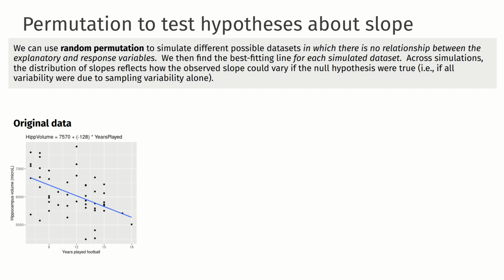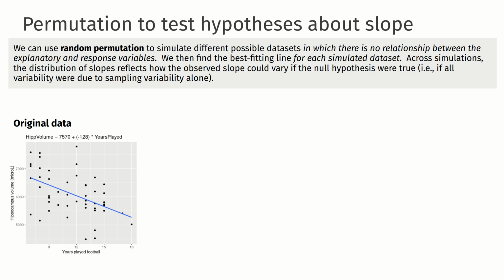Now, we can also use random permutation, our other simulation method, to simulate possible data sets in which there is no relationship between the explanatory and response variables. This is exactly like what we did with analysis of variance, or when we were looking at differences between 2 independent samples. We just randomly permute them. So if there's no relationship between them, then the data should look the same, even if we randomly permute the values of the explanatory variable across our different cases in our data.